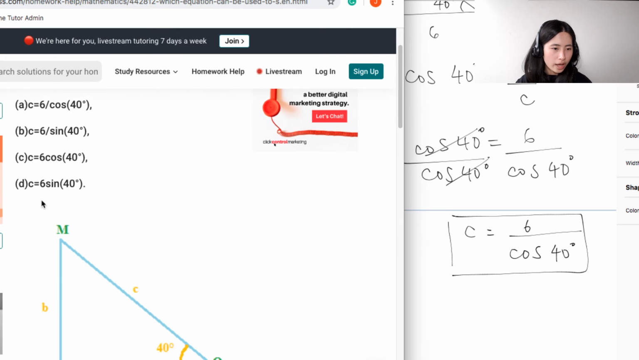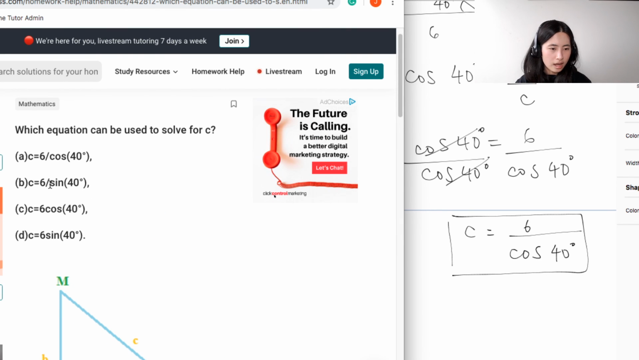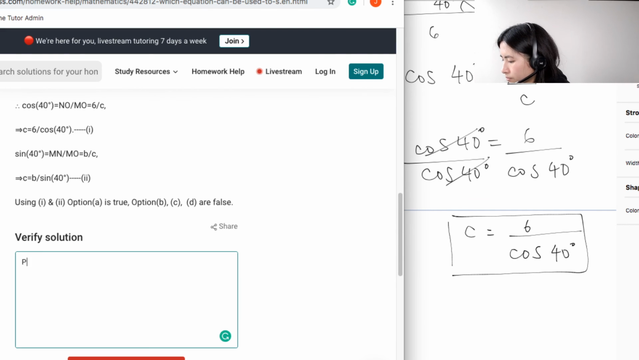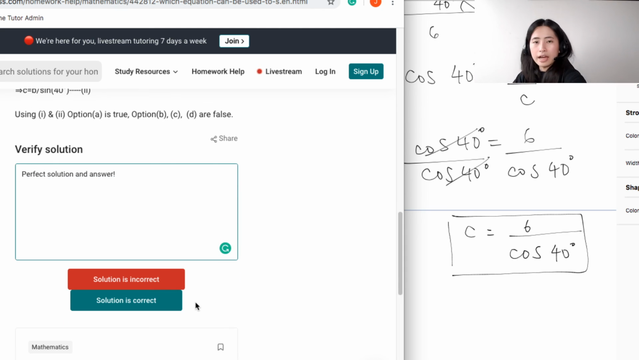Okay, so the reason why this doesn't work, it's not sine that we're using, first of all. So B and D rather are eliminated. And also, if you look at C, we're not multiplying 6 times cosine 40. So that makes it incorrect. So it has to be A because it's 6 divided by cosine 40. So yeah, perfect solution and answer. I have nothing to correct.